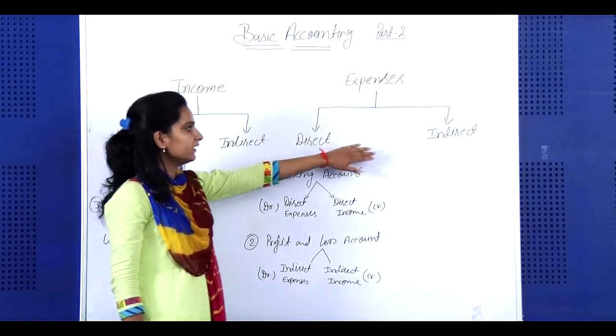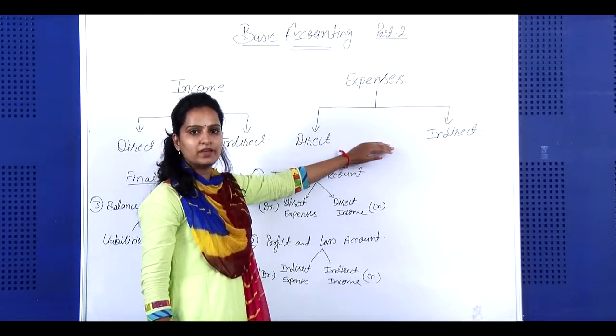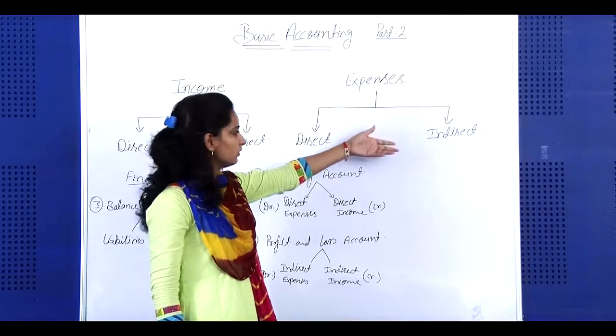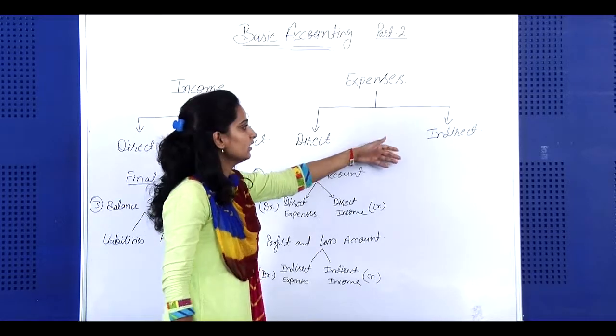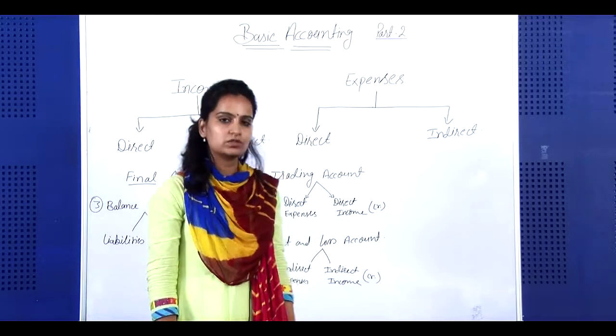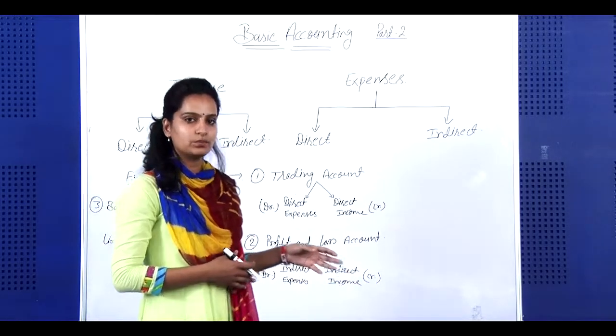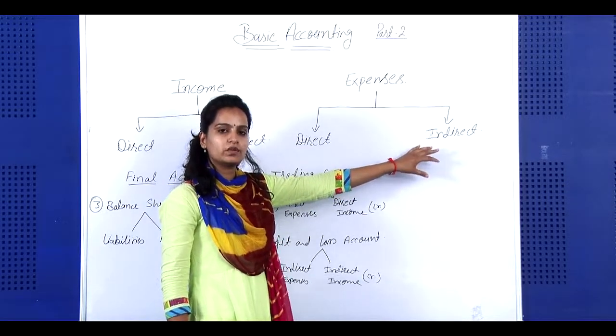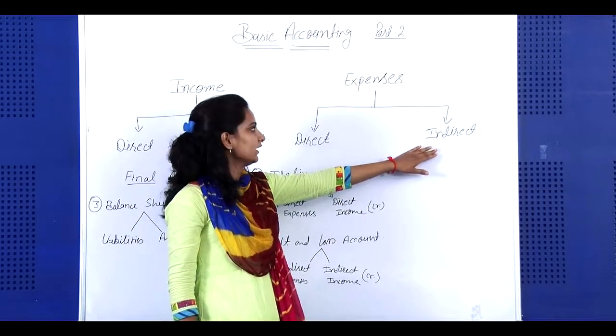Now indirect expense means the supportive expense in addition to our business. For example, we have an administration office to support that factory or our business. All kinds of office and administration expense come under the indirect expenses.